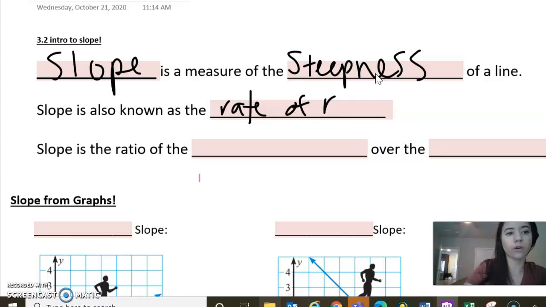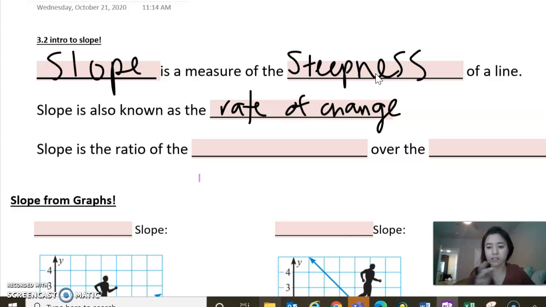Rate of change. Just want to spell change a little bit better. There we go. Okay, rate of change: how fast something is changing per unit of time.